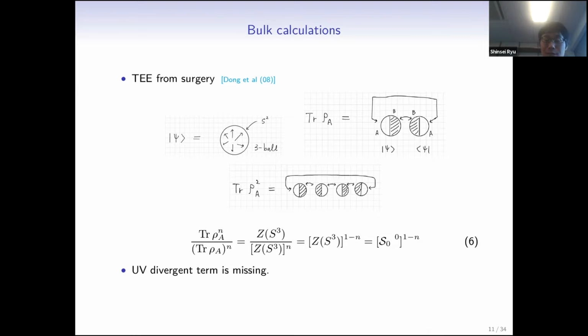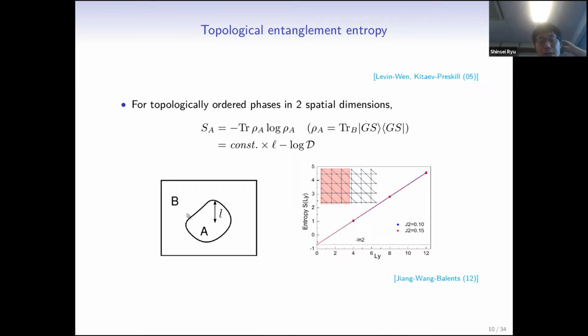Shinsei, I have a question. How does all of your analysis depend on the choice of A and B? Right, so there's a mild dependence. Of course, since it's topological, the precise shape of A and B doesn't matter much, but there's some topological dependence on A and B. So for example, if I have a total space which is a torus, and if A wraps around the torus, then we will see some change. We are going to see this in a later section.